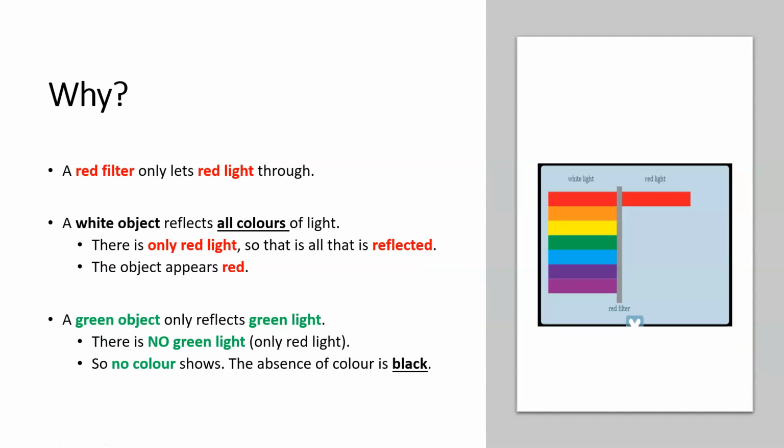So as a little explanation, the red light filter will only let red light through, as you can see in that picture on the side. The white object reflects all colors of light. Now there is only red light, so that is all that it's reflected, so even white objects appear red. The green object only reflects green light. So there's no green light in this picture, there's only red light. So we don't see any color of light at all. We just see black.